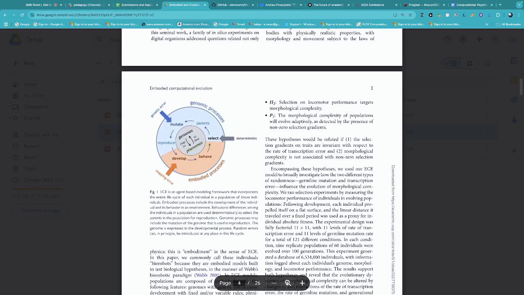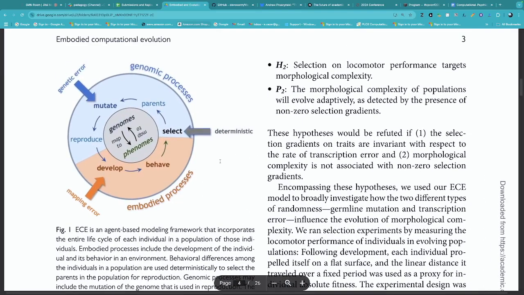So this is the ECE approach here, where they show this process. We have the embodied process, which is kind of a later process. We'll start with the genomic process, where we have this deterministic aspect of selection. We have the parents. We have mutation, which is genetic error. And we have reproduction. Then we have development, which is this mapping error, mapping the genes to phenotype. And then you have behavior, which is part of this embodied process in orange. And then you get back to this deterministic aspect of selection.